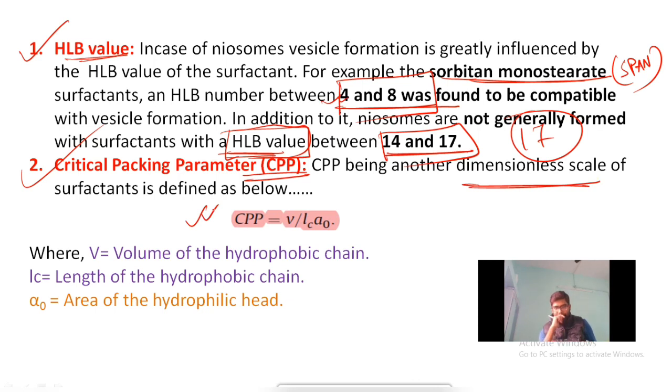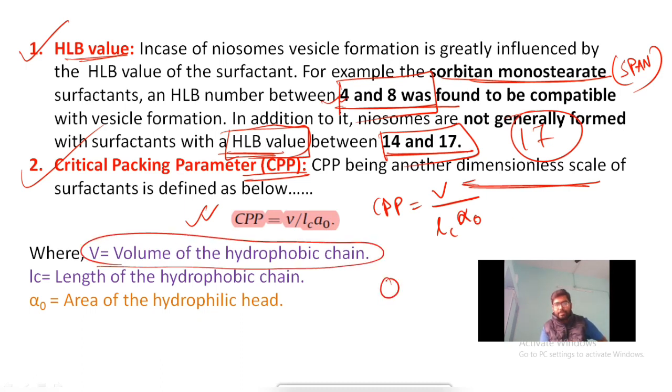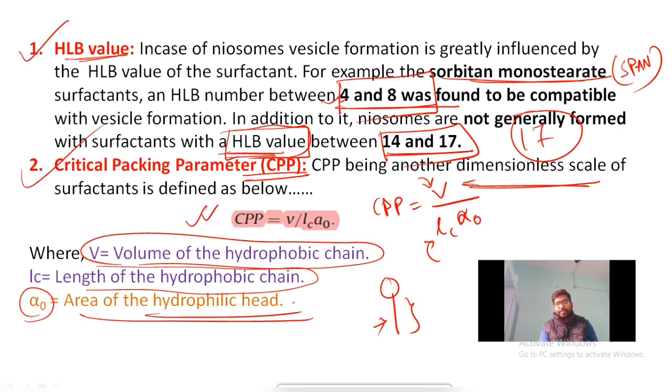Okay, the equation is written here. What is the equation? CPP is equal to V by LC alpha 0. Okay, so what is V? Look, V is the volume of the hydrophobic chain of the surfactant, and LC is the length of the hydrophobic chain. And alpha 0 is the area of the hydrophilic head, the area of the hydrophilic head is alpha 0.